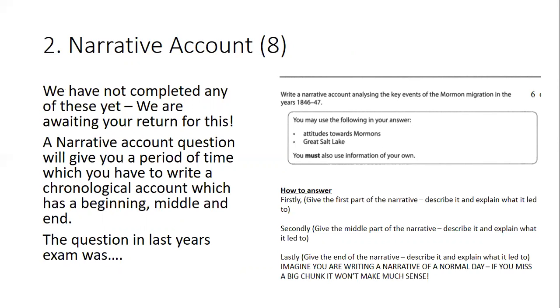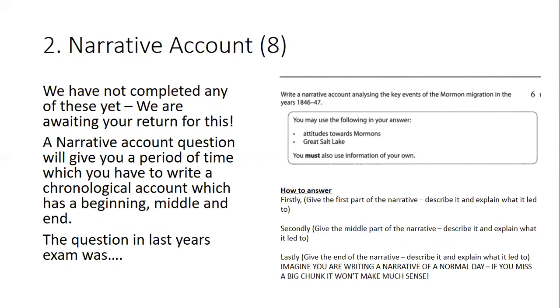Two years ago, the question was writing a narrative account analysing the events of Mormon migration in the years 1846 to 1847. In last year's paper, it was about law and order over a much longer period of time. Key thing is that you've got to make sure that it flows and the answer links. So it shouldn't be just random events. The answer should link in a chronological order.